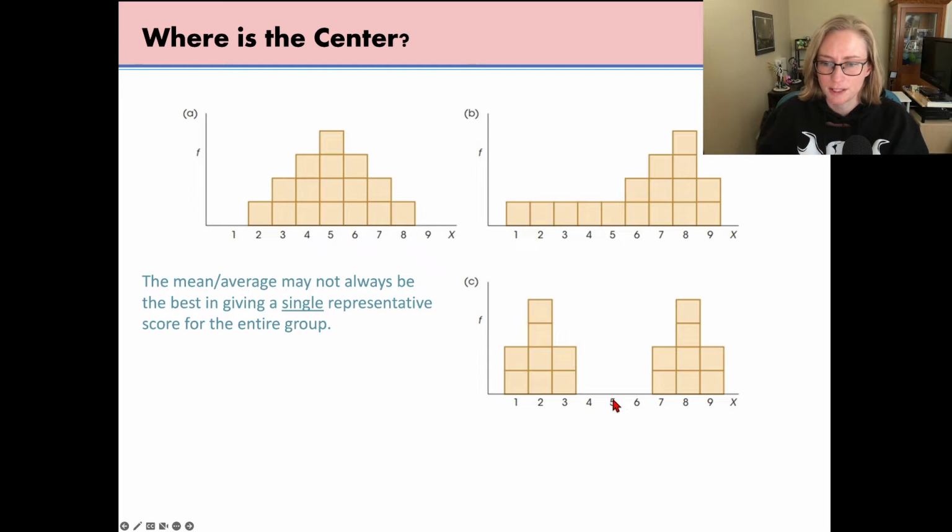So if we selected 5, this would be a good average score, but it wouldn't represent the people in either of these groups very well. And so this is why we have different ways of showing central tendency. And we'll walk through all 3 of those: the mean, the median, and the mode.